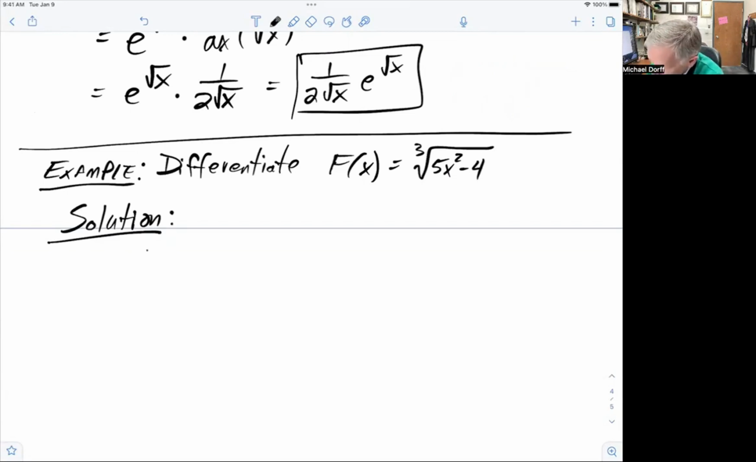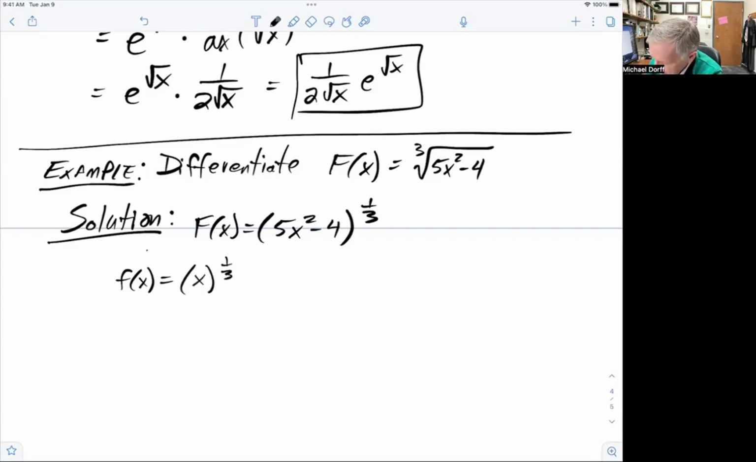So what's my inner function, what's my outer function? Well, I'm first going to note that capital F can also be written as parentheses 5x squared minus 4 to the 1/3 power. So the cube root is the same thing as the inside being to the 1/3 power. So my outer function is going to be x to the 1/3 power. That's my outer function. My inner function is going to be 5x squared minus 4.